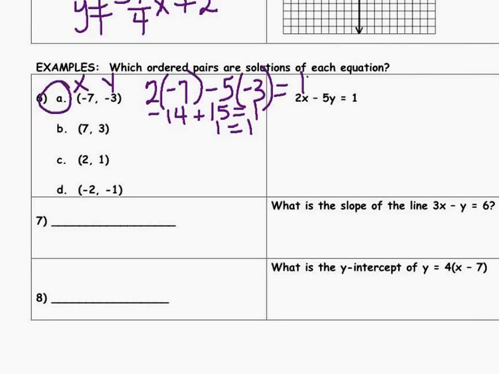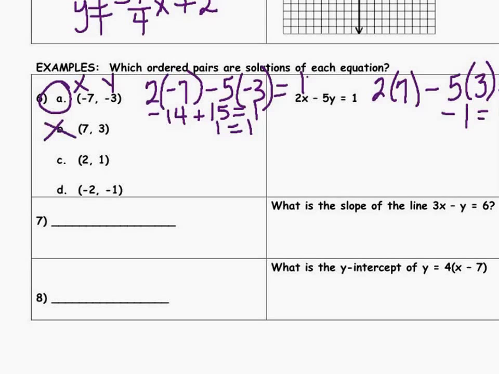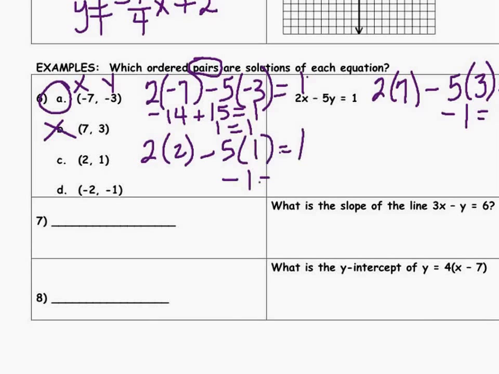So I'm going to take this part B and I'm going to do the same thing over here. Plug in your 7 for your x and your -3 for your y. Solve that problem. That comes out to -1, which is not equal to 1. So that one is not an answer. But notice that this says which ordered pairs. That means I need to keep going because there may be more than one answer. So let's try the 2 and the 1. That gives me -1 again, which is not going to equal +1.